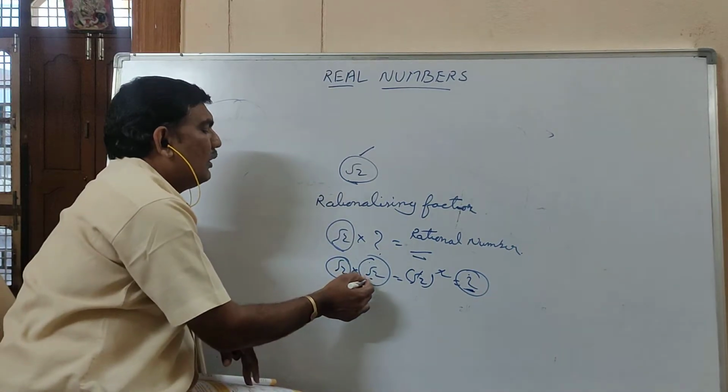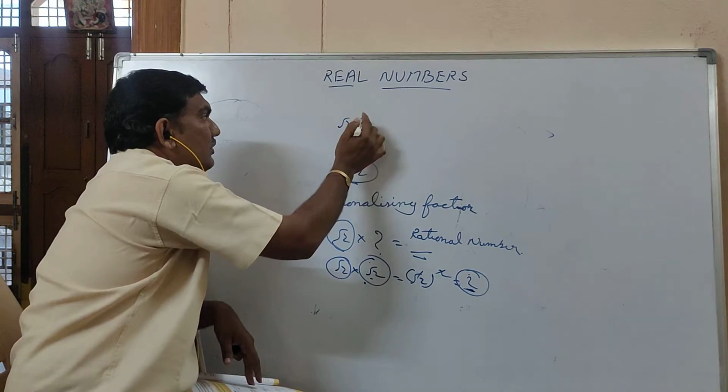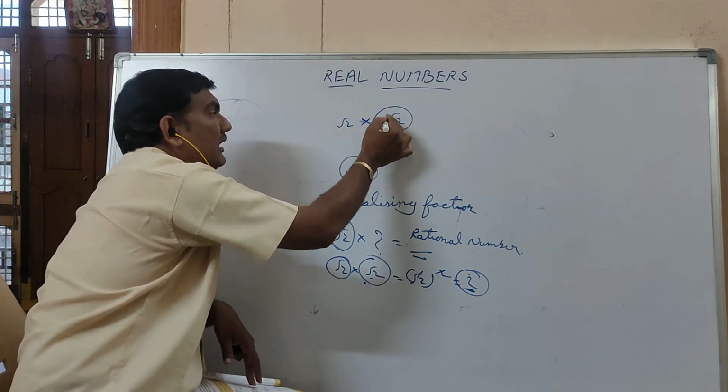So here we will get a doubt: root 2 is there, okay. For this root 2, if you multiply again with one more irrational number, 2 root 2.